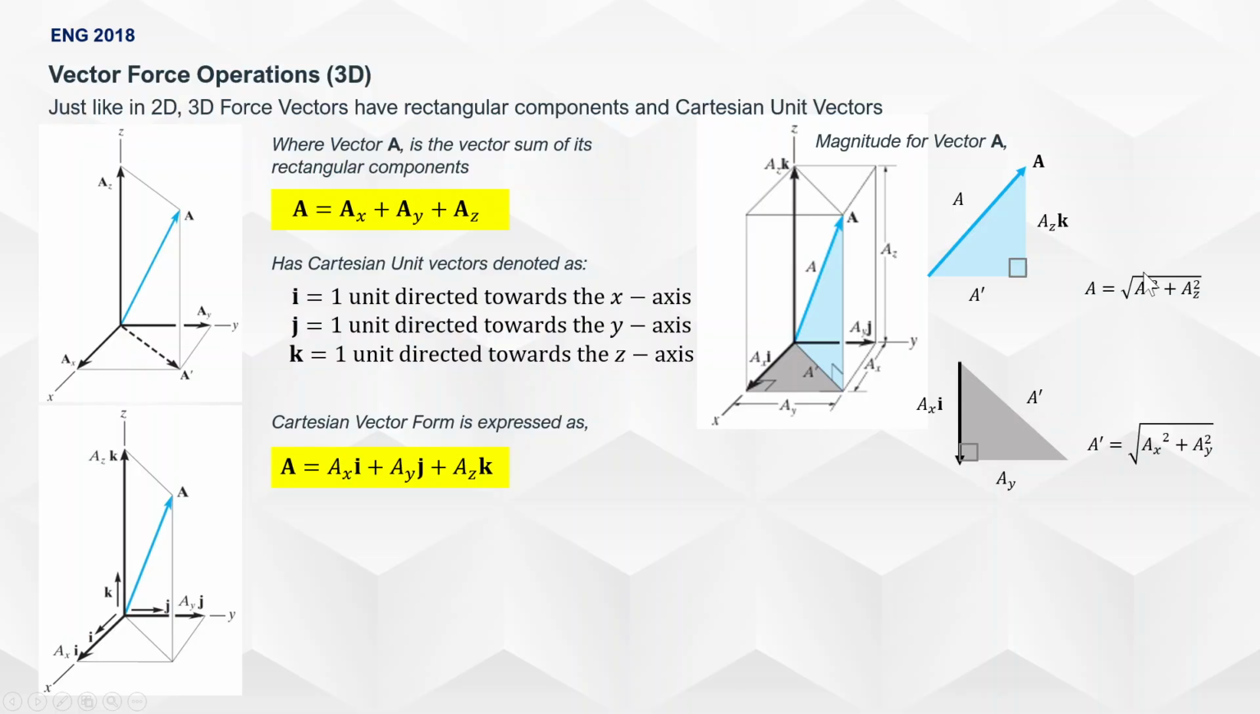So, pag sinubstitute mo yan, you would all get this one. Yung magnitude ng force vector A under 3D is square root ng sums ng AX squared, AY squared, and ng AZ squared. Daling tandaan.